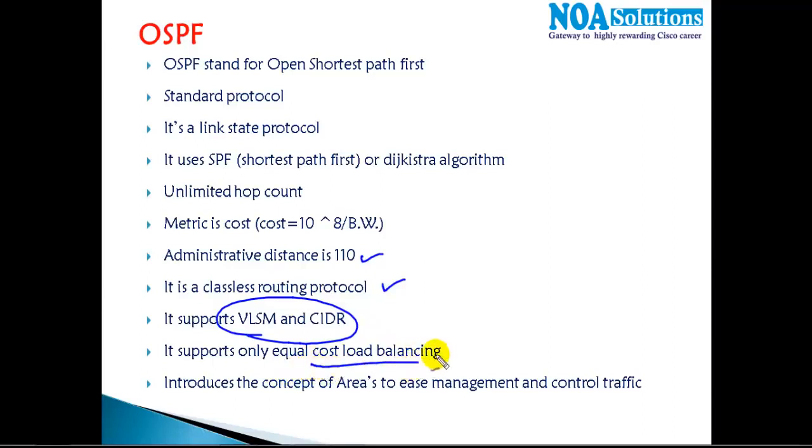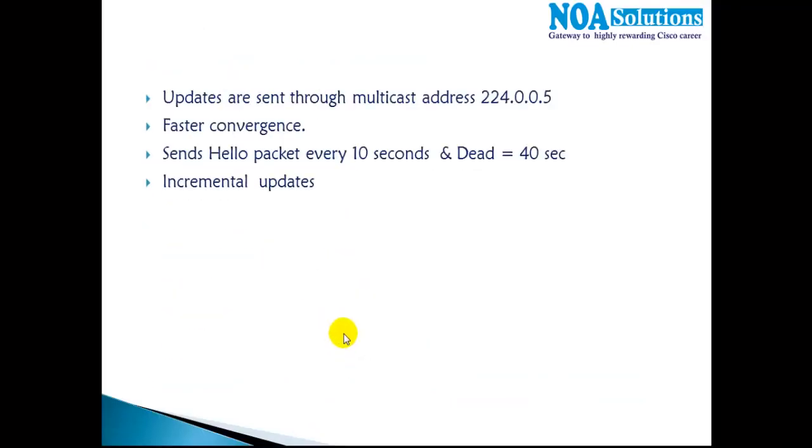And OSPF supports only equal cost load balancing. If there are two routes and both routes have the same cost, in that case it will do load balancing between both the routes. And then it introduces the concept of areas, which makes it a little bit easier to manage. More on these areas we'll be discussing in detail in our next sections.